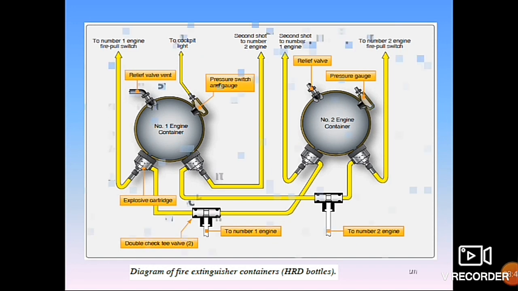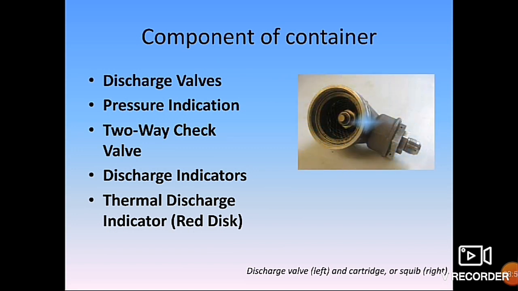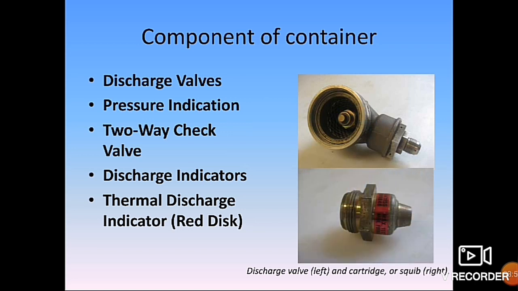So the next one is about the components of the container. The first one is discharge valves. Discharge valves are installed on the container. A cartridge, which is called a squib, and a fusible disc type valve are installed in the outlet of the discharge valve assembly. Special assemblies having solenoid operated or manually operated seat type valves are also available.